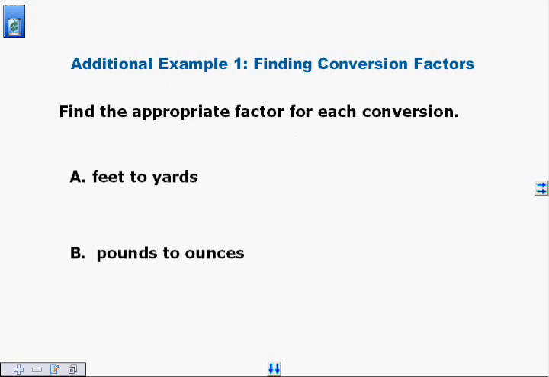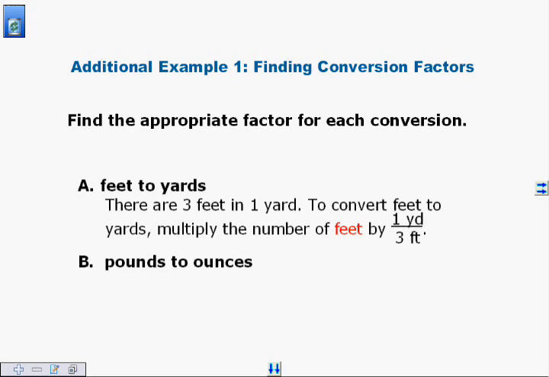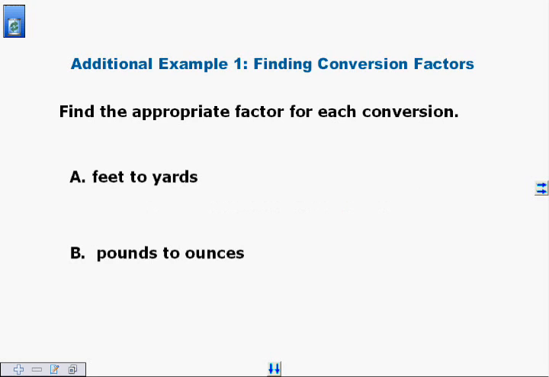So, here's the example. Finding conversion factors. Find the appropriate factor for each conversion. Feet to yards. There are 3 feet in 1 yard. To convert feet to yards, multiply the number of feet by 1 yard, since there's 3 feet in 1 yard, so 1 yard to 3 feet.